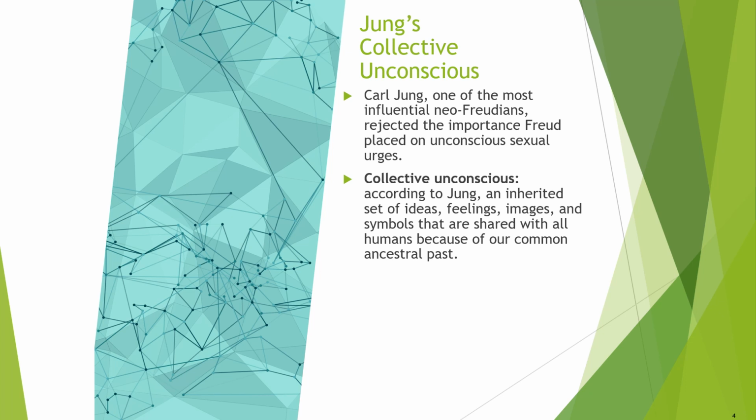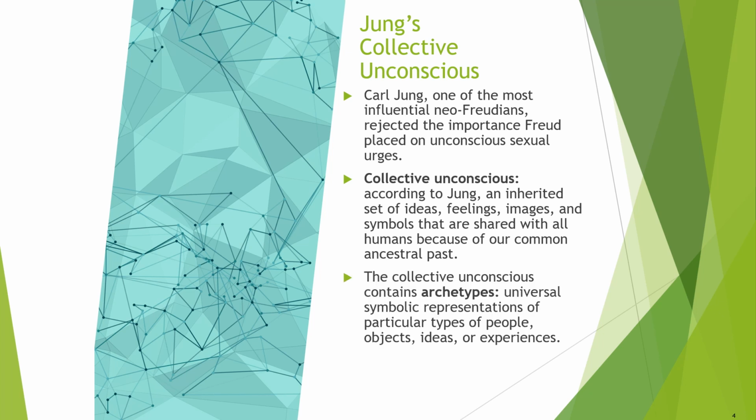Jung talked about what is known as the collective unconscious. So, according to Jung, you have this inherited set of ideas and feelings and images and symbols that are shared with all humans because of their common ancestral past. He said that the collective unconscious contains what he referred to as archetypes. And those archetypes are the universal symbolic representation of particular types of people, objects, ideas, or experiences.